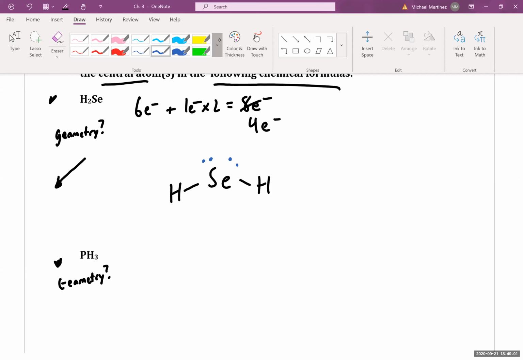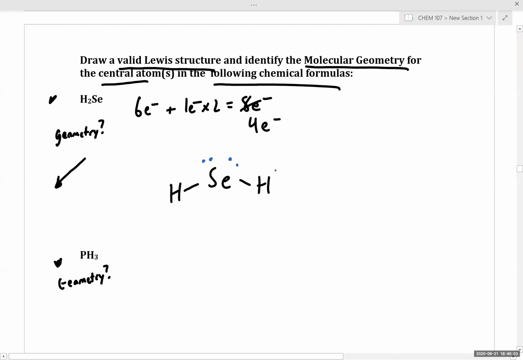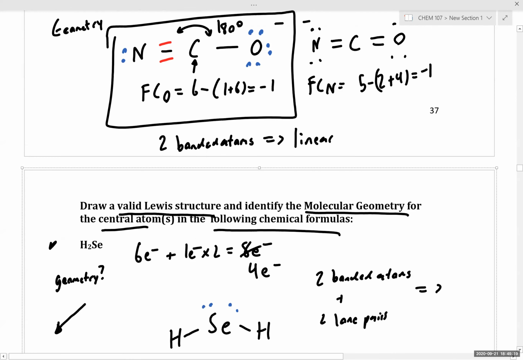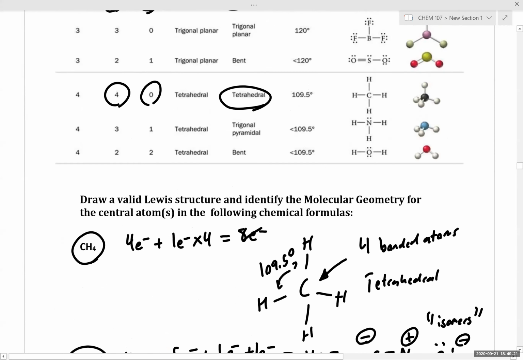Now, as we see on selenium, we have 2 bonded atoms and 2 lone pairs. So following our table, if we have 2 bonded atoms and 2 lone pairs, we have a bent molecular geometry.